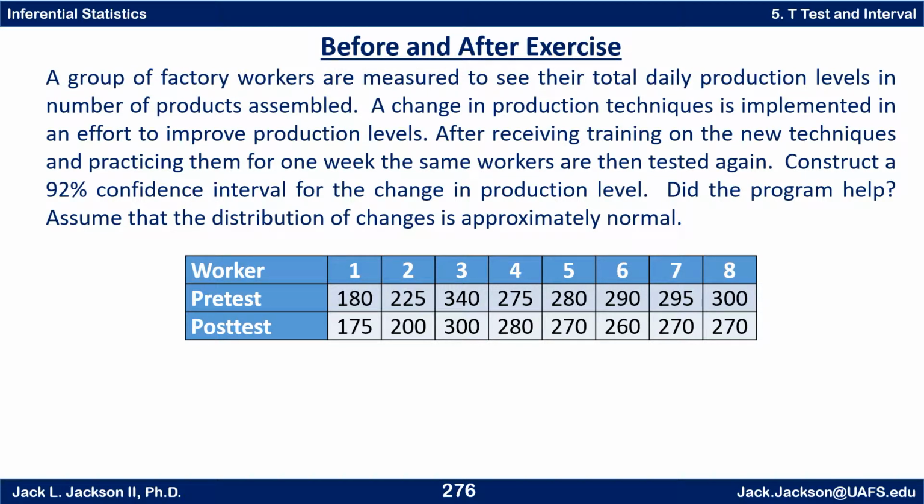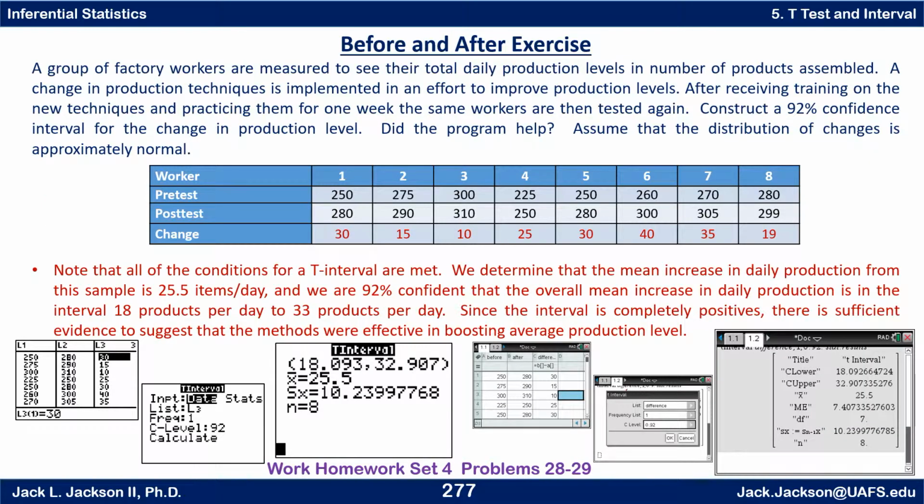Okay, now that we're back, let's take a look at this and see what we came up with. So note that all the conditions for a t-interval are met. We determined that the mean increase in daily production from the sample is 25.5 items per day. We're 92% confident that the overall mean increase in daily production is in the interval 18 products per day to 33 products per day. Since the interval is completely positive, there is sufficient evidence to suggest that the methods were effective in boosting average production level. Here you can see this confidence interval constructed with a TI-84.